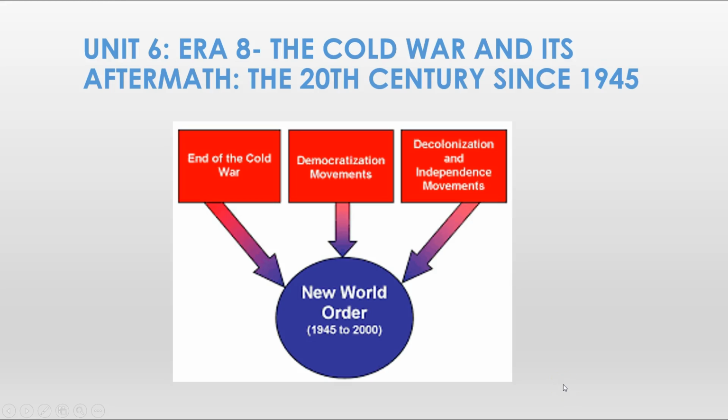These are the terms from Unit 6, the Cold War and its aftermath. And there were three big things that went down during this time. The obvious one is the Cold War, where ideological and philosophical differences split the world in two, with the USA and the USSR being the superpowers that divided up the world.